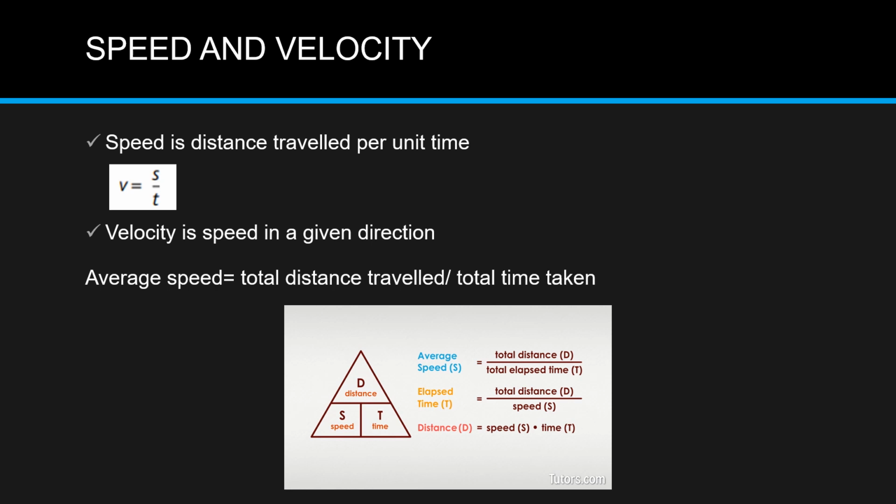Now we have a formula for average speed: total distance traveled over total time taken. And here you can see the formula triangle as well. So you can use this formula triangle. If, say, you have to find the distance, all you need to do is cover the distance d with your finger. So s and t, s into t. And if you have to find time, then you can cover time with your finger, and it would be d over s. So distance over speed will give you the time. And similarly with speed, distance over time will give you the speed. Let's move on to the next slide.